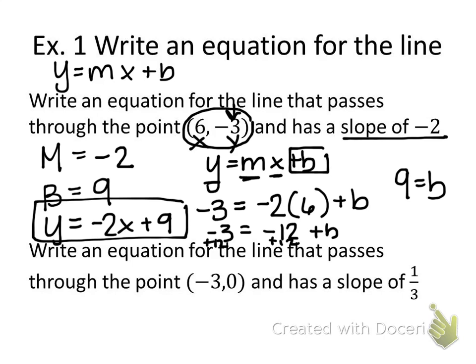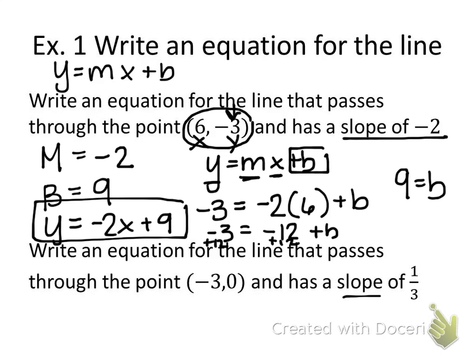All right, so let's do that again. Let's do it with this next one. First of all, what are the 2 things I need? Always ask yourself, what are the 2 things I need? I need a slope, and I need a y-intercept. Let's read what they've given us. Write an equation for the line that passes through the point (-3, 0) and has a slope of 1/3.